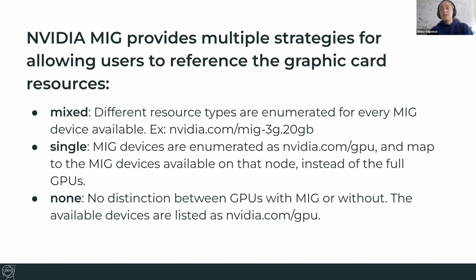Also very important with MIG are the so-called MIG strategies. By default, we deploy in our clusters the mixed strategy, which means that every MIG device is advertised as a resource type with the name of the instance it represents. So if we have 3G 20GB, then the resource type in Kubernetes that is advertised is called nvidia.com/mig-3g.20gb. If we go for the single strategy, all the devices will be called nvidia.com/gpu, so you will not know what kind of MIG device you have behind. And none means that there is no distinction between the GPUs with MIG or without.